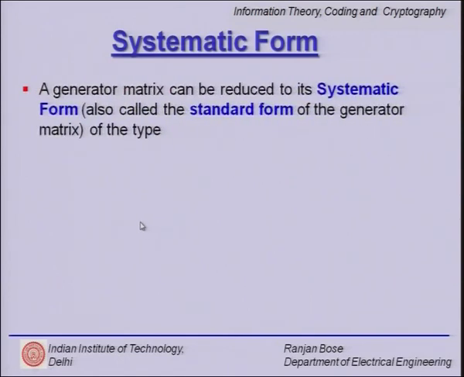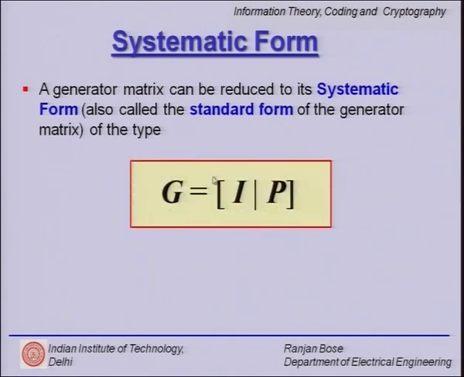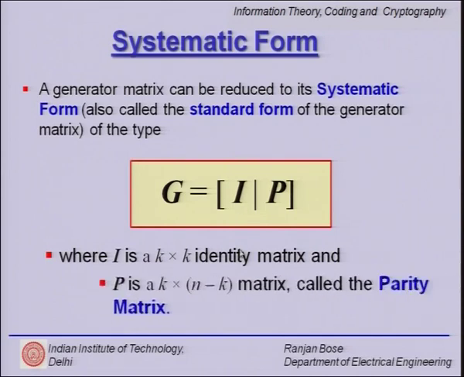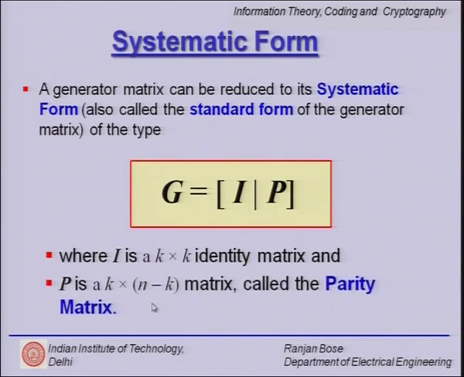Then we got into the notion of systematic form. A generator matrix is reduced to its systematic form, which is also called a standard form, if it is represented as follows. The generator matrix G is partitioned into an identity matrix, which is a k cross k matrix, followed by a parity matrix P. So, I here is a k cross k identity matrix and P is the parity matrix whose dimension is k cross n minus k, thereby making this entire matrix k cross n.